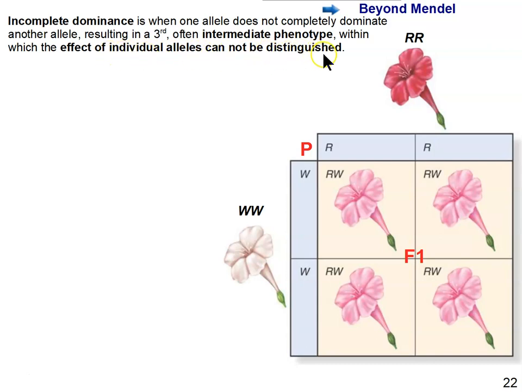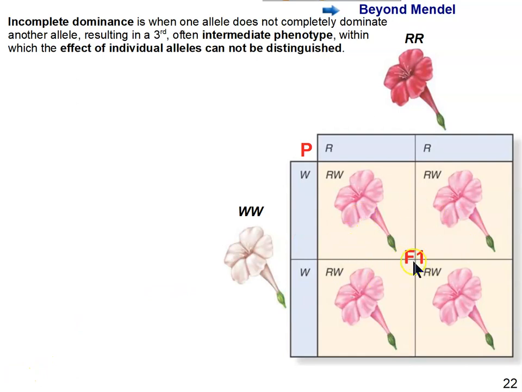And that's important because there's another concept we're going to be looking at on the next slide known as codominance. In codominance, the effect of the individual alleles can be distinguished. So this is an important part of understanding the difference between incomplete dominance and codominance. In incomplete dominance, you can't look at these pink flowers, for example, and see the effect of the red and the effect of the white individually. They just kind of blend together to produce pink.